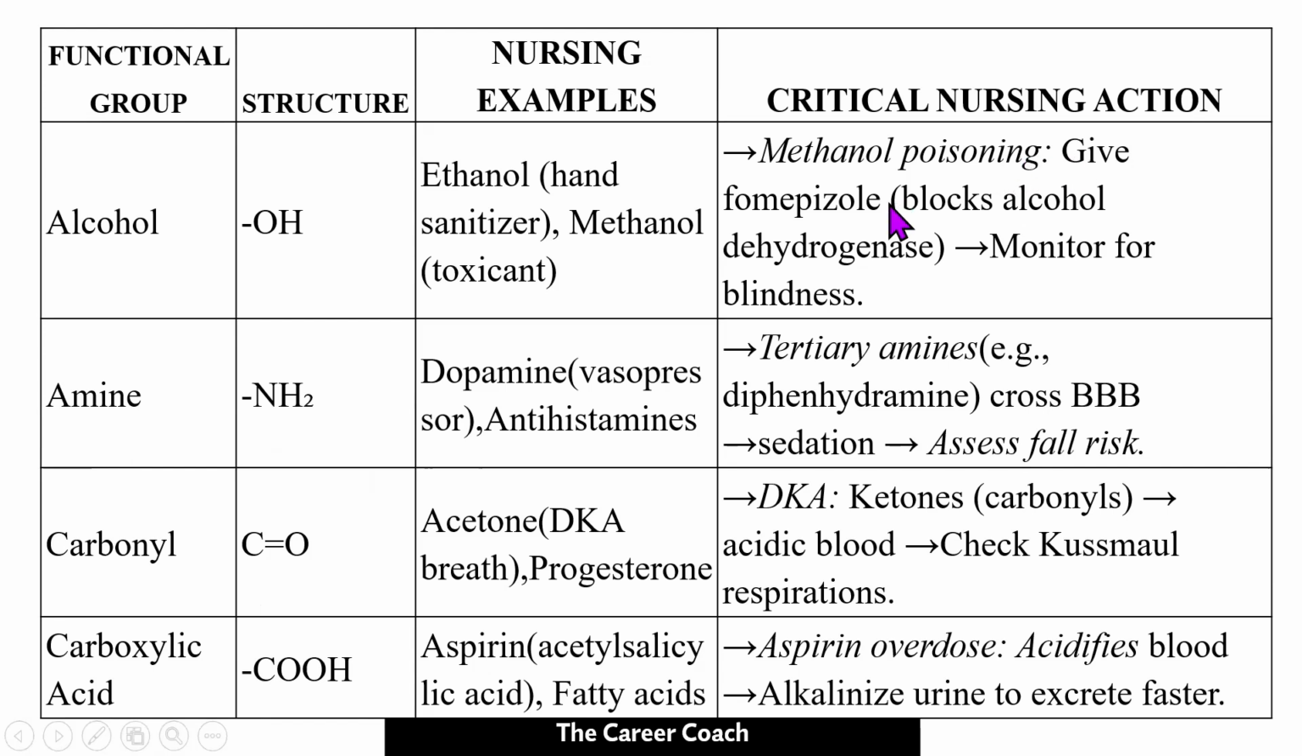Give fomepizole. This will block alcohol dehydrogenase. The antidote for alcohol poisoning is fomepizole. It is also important for the nurse to monitor for blindness, because alcohol poisoning or overdose can lead to blindness. The second one is amine. NH2 is their functional group.